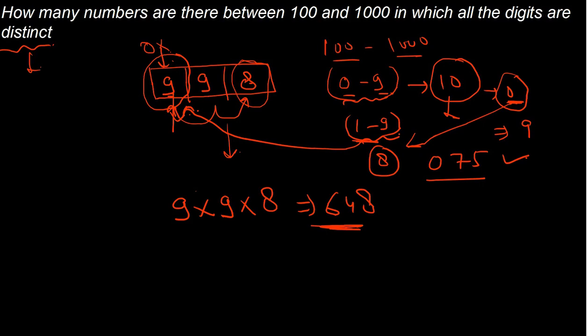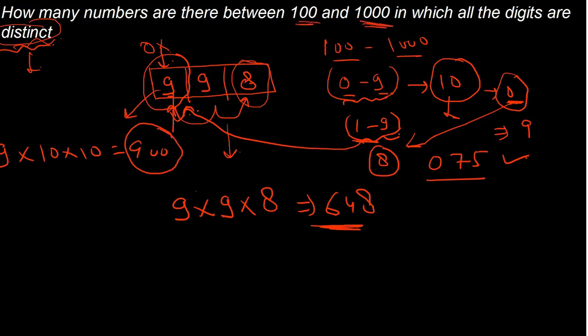If I ask you that the digits need not be distinct, you can take all possible numbers between 100 and 1000. You can start with 9 options, then 10 numbers, and then 10 numbers. Obviously, between 100 and 1000 there are 900 numbers. So if the digits are not repeating, you will get 648, and if you are allowing repetition, you will get 9 into 10 into 10, which is 900.